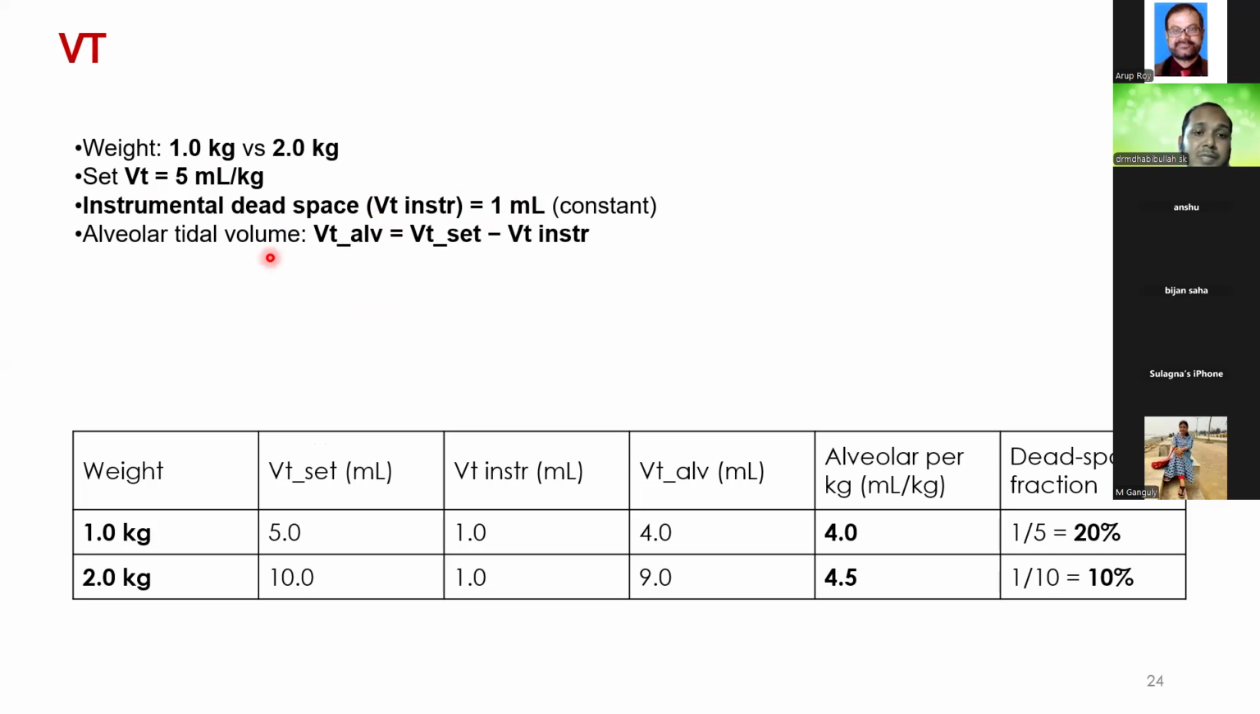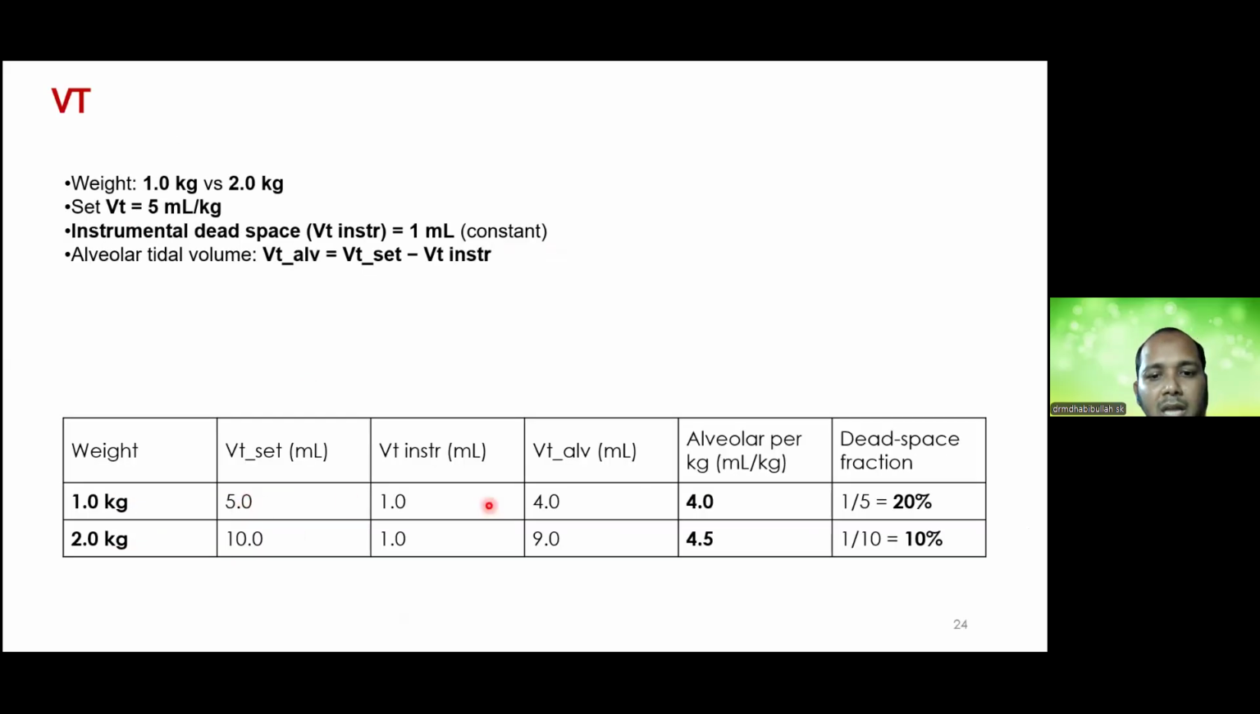So the alveolar tidal volume is basically whatever tidal volume is set minus the instrumental dead space. Suppose in the table, for a 1 kg baby, you set the tidal volume at 5. So the alveolar tidal volume is 4 ml per kg and the dead space fraction is around 20%. For the 2 kg baby, to achieve an alveolar tidal volume of 4.5 ml per kg, the dead space fraction is 10%. So the lower the weight, the higher the dead space fraction for this tidal volume, so we have to keep the tidal volume on the higher side.